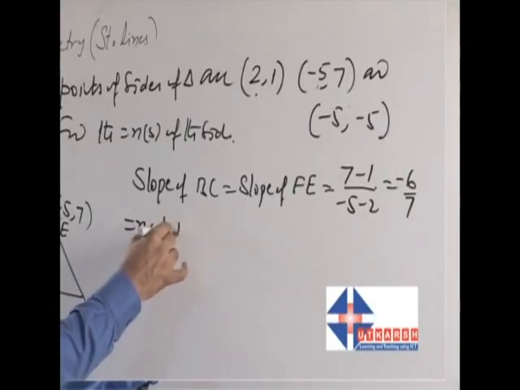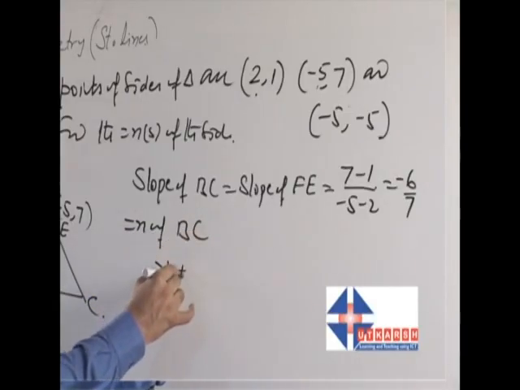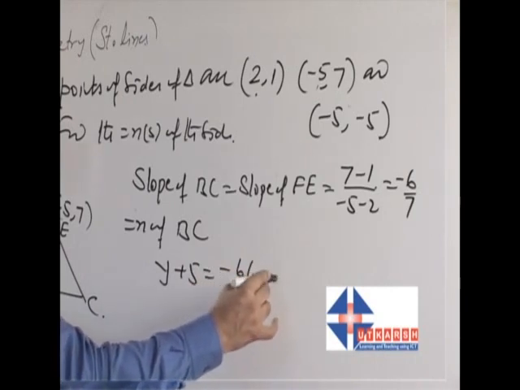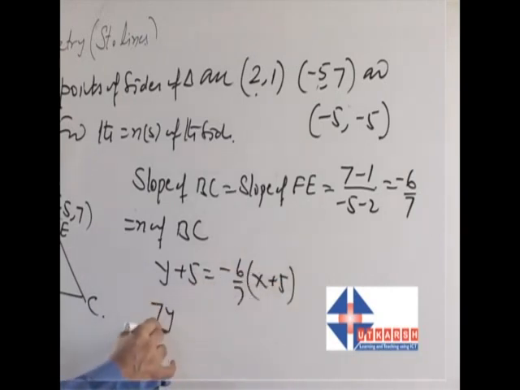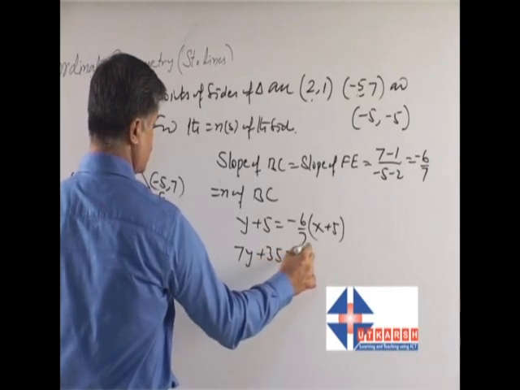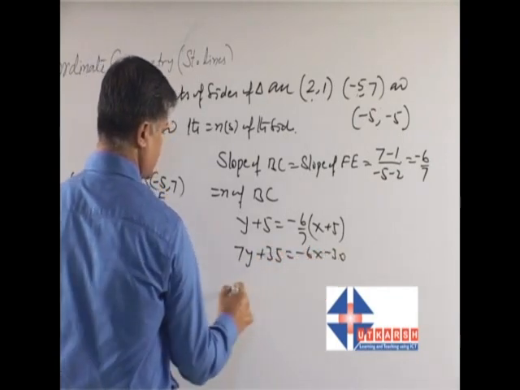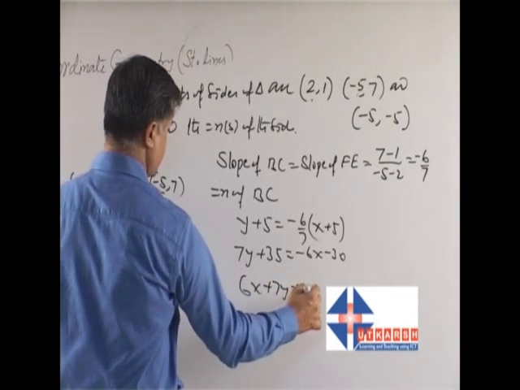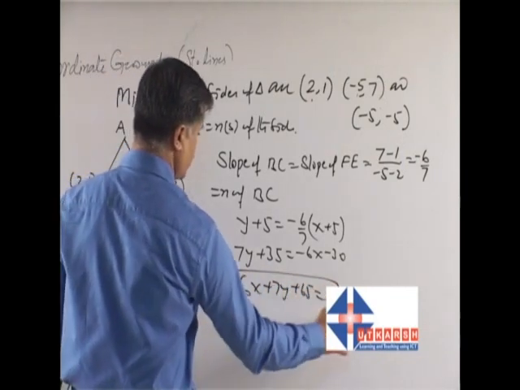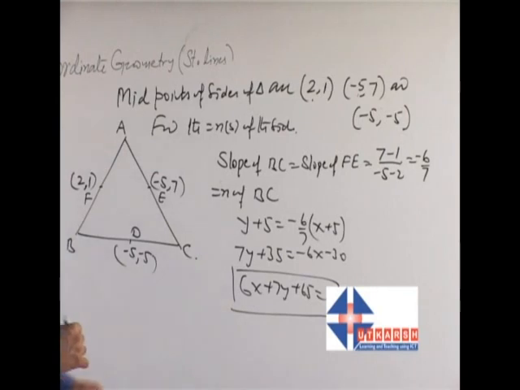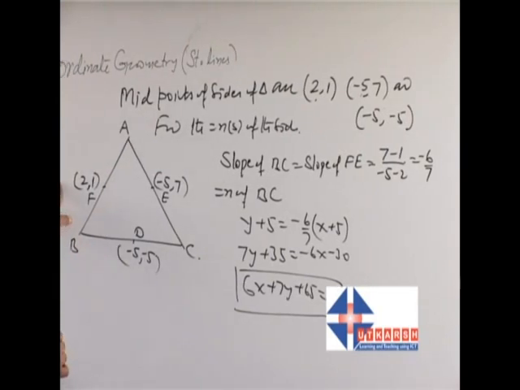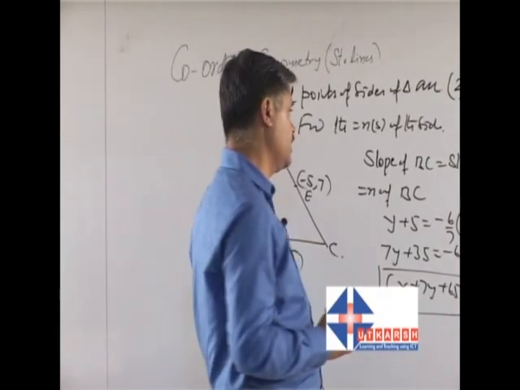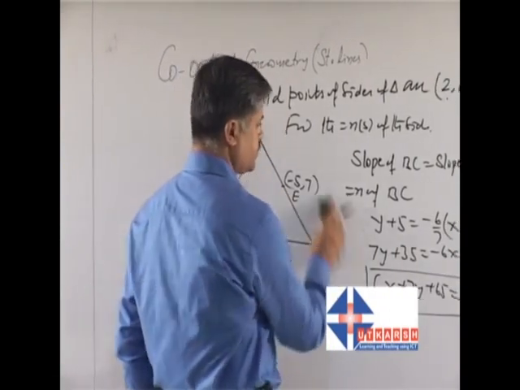So equation of BC will be y plus 5 is equal to minus 6 by 7 into x plus 5. So this is 7y plus 35 is equal to minus 6x minus 30. So the line is 6x plus 7y plus 65 is equal to 0. This way you can make the equation. Okay, sometimes you will come across such a situation. I am working it out and telling you next; there will be a technical point in it.